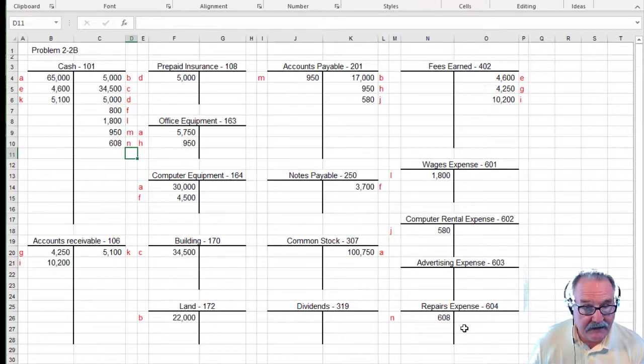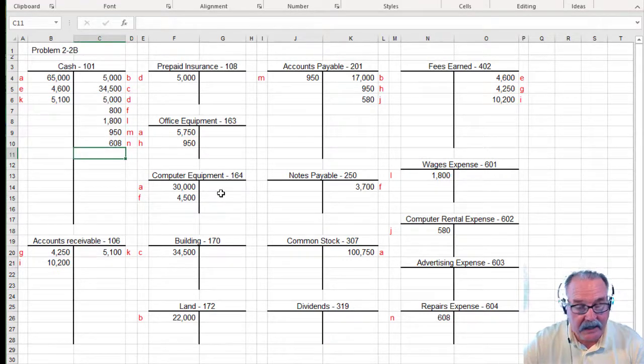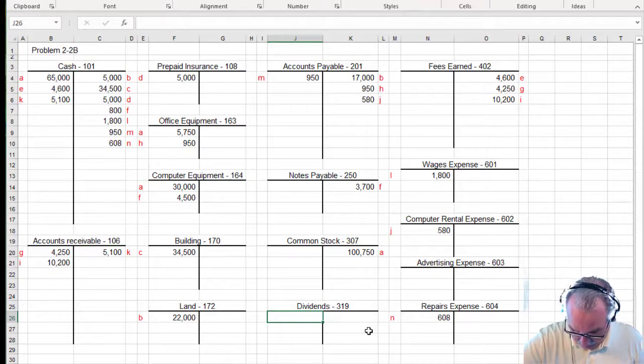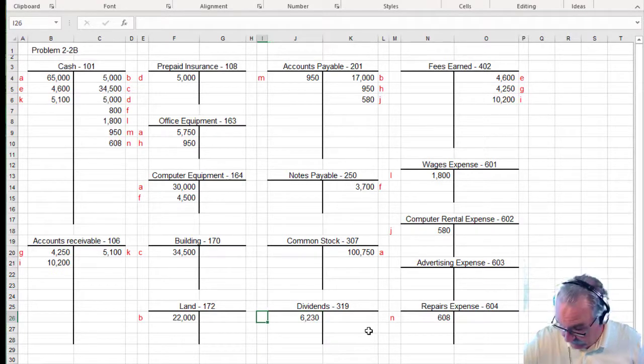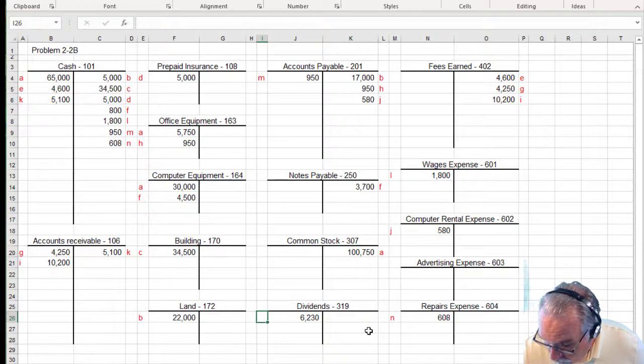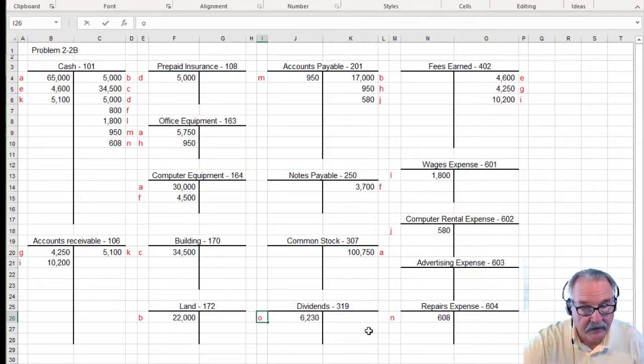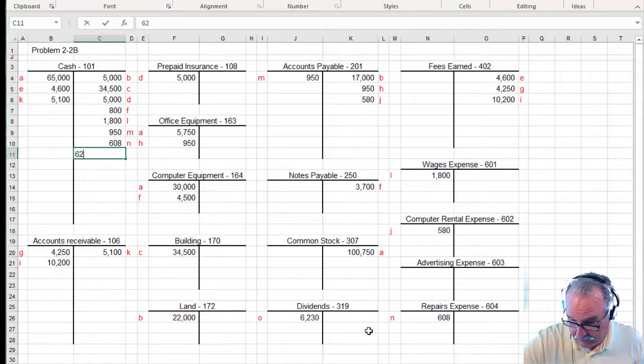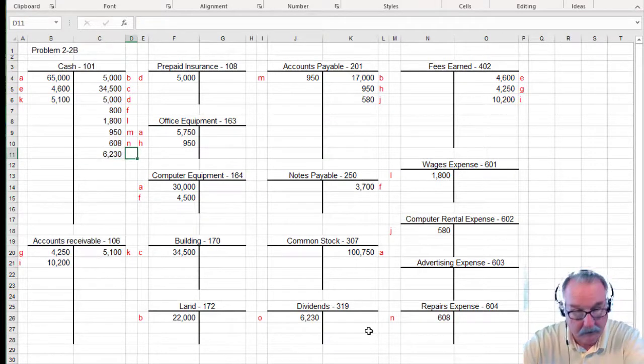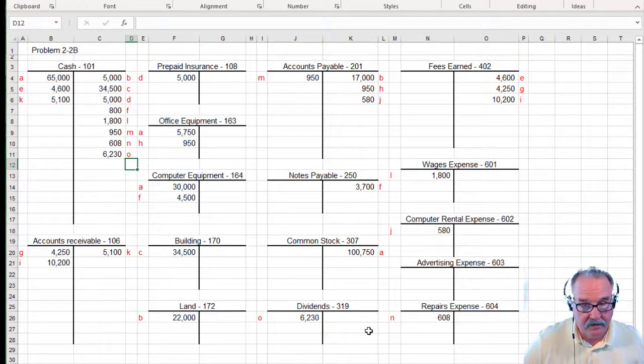We paid the dividends to the stockholder. Paid means cash is going down, and dividends are a negative equity account. This was $62.30. Debit dividends, $62.30, and credit cash, $62.30. We paid some more wages.